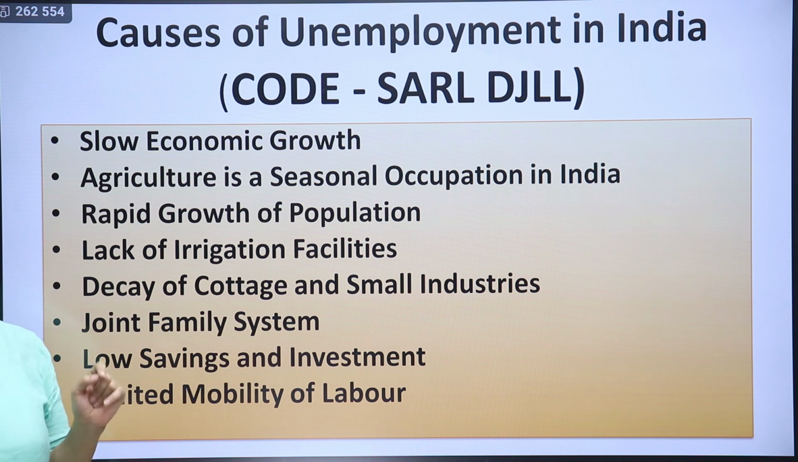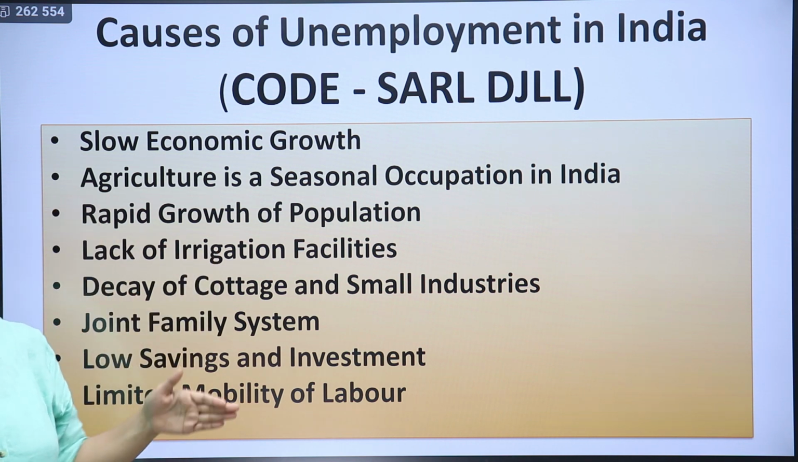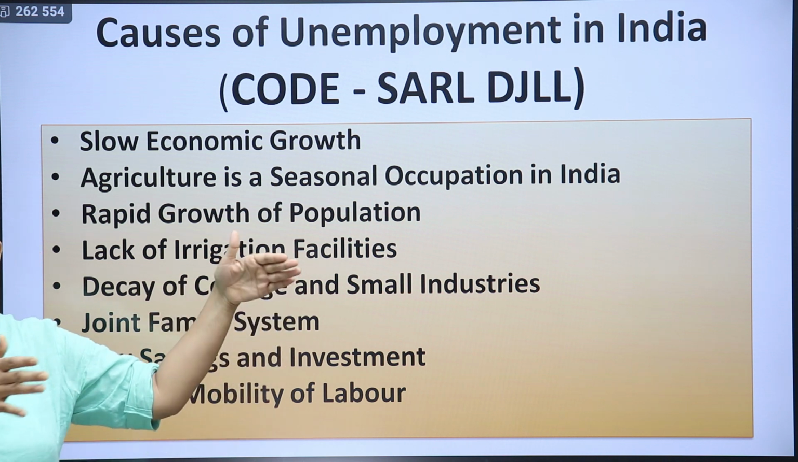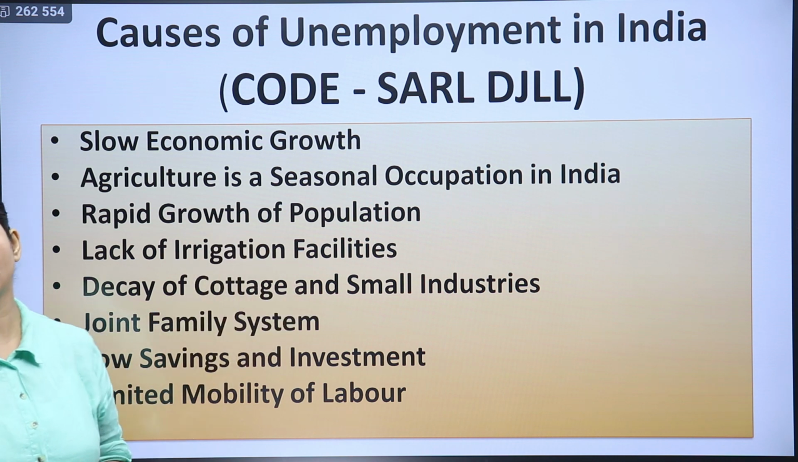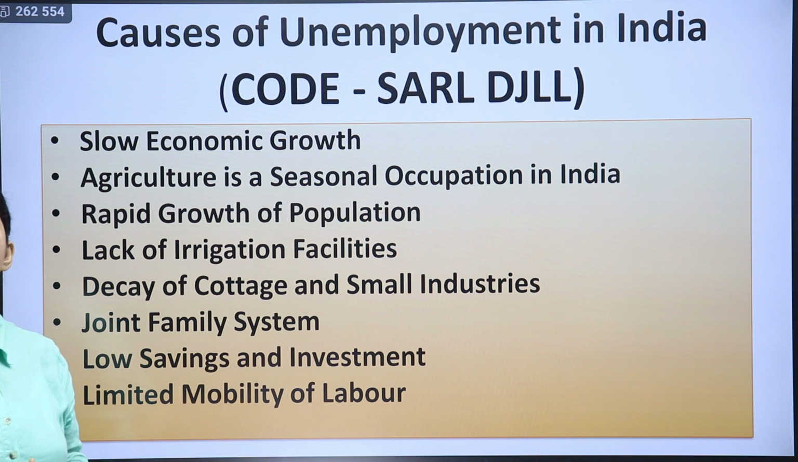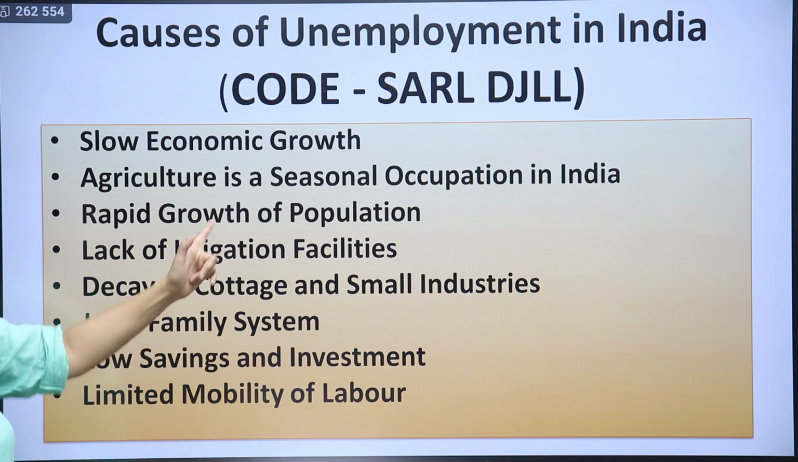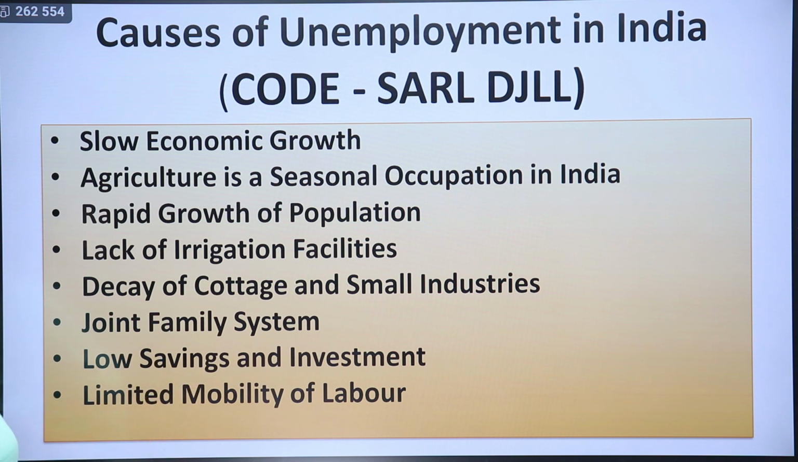Economic growth of India is still quite slow and it's not generating enough job opportunities for Indians. Then agriculture is a seasonal occupation in India, and due to that, for at least 5 to 7 months of a year, farmers remain unemployed in the agricultural sector or in rural areas. Then rapid growth of population. Population is increasing like anything in India, and we have reached the top of the world and still we are counting on. So population is the main hurdle in our employment generation.